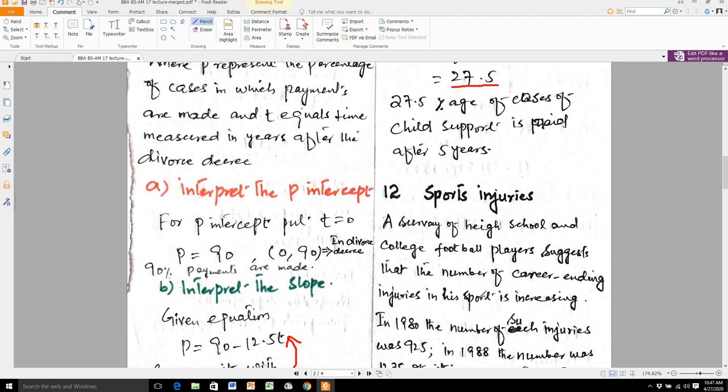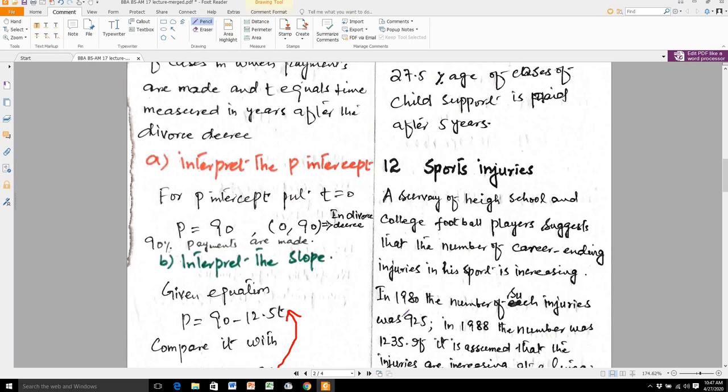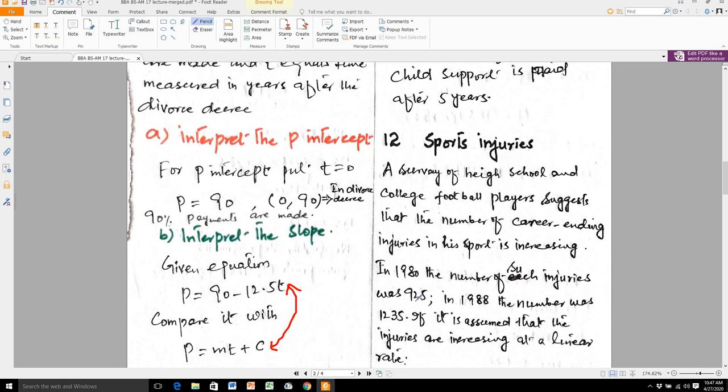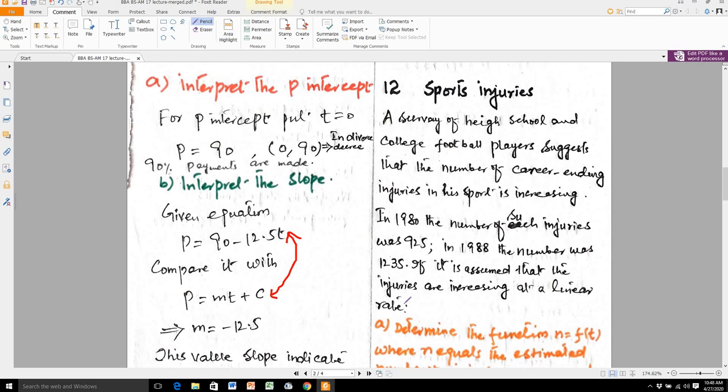So injuries in this sport are increasing. In 1980 the number of such injuries was 925. In 1988 the number was 1235. It means in 1980 it was 925, and in 1988 this number increased up to 1235. It is assumed that the injuries are increasing at a linear rate.